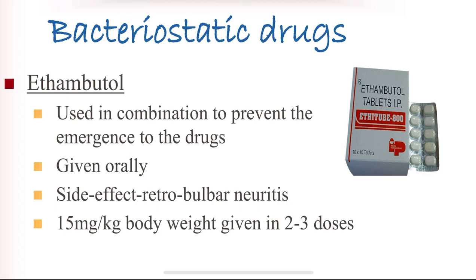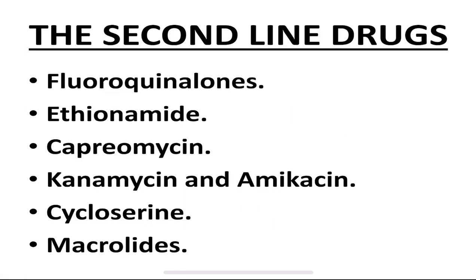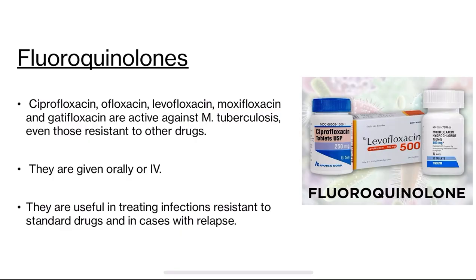It is given in 2 to 3 doses. The second line drugs, what were those? They are fluoroquinolones, ethionamide, capreomycin, kanamycin, amikacin, cycloserine, macrolides. So let us discuss the fluoroquinolones. The fluoroquinolones include ciprofloxacin, ofloxacin, levofloxacin, moxifloxacin and gatifloxacin.